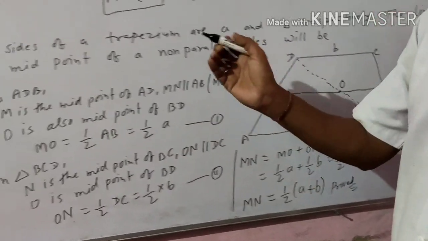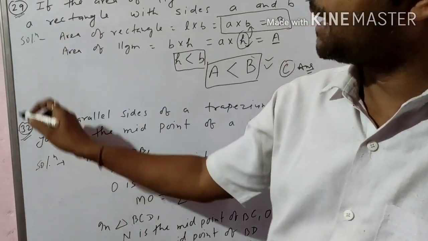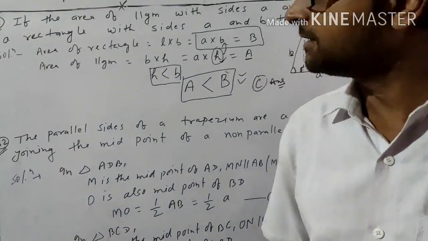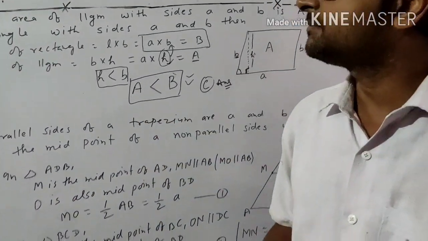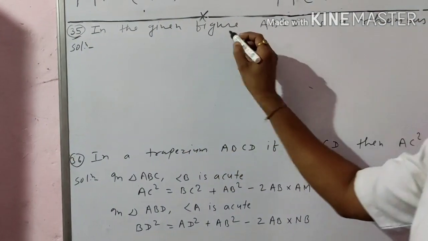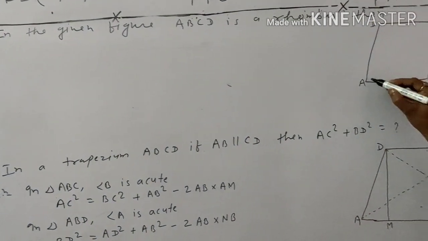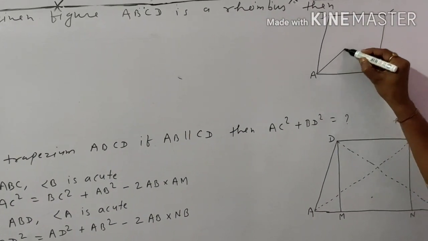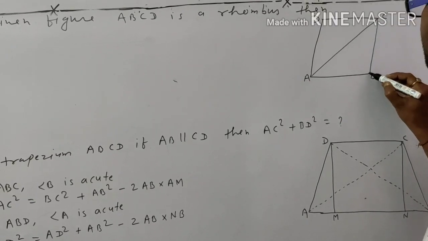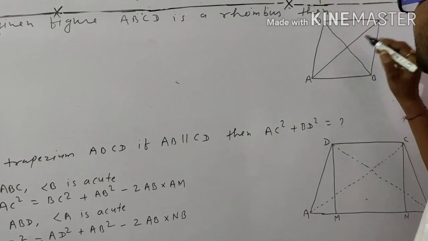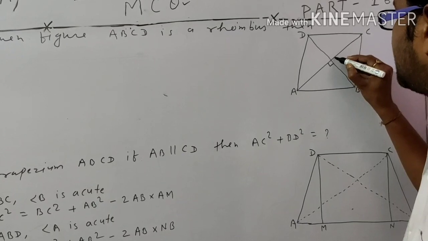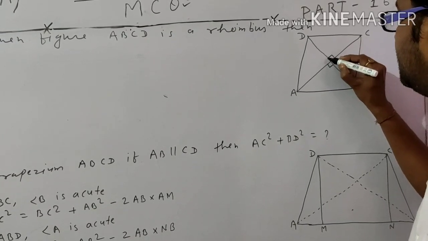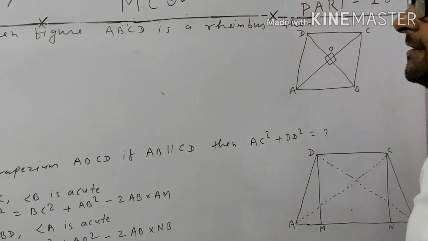Okay student, I hope you will understand question number 29 as well as question number 32. The next question is question number 35. In the given figure, ABCD is a rhombus. Here, student, this is the rhombus and AC and BD are the diagonals, which bisect each other at 90 degrees. That means each and every angle here is 90 degrees.